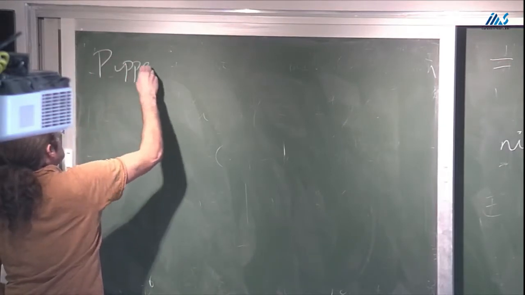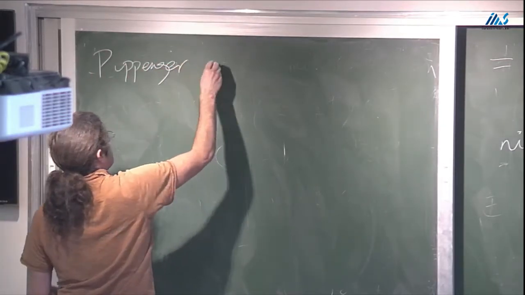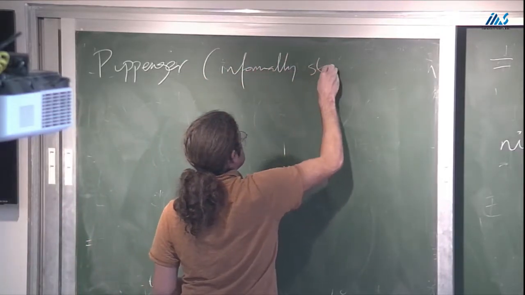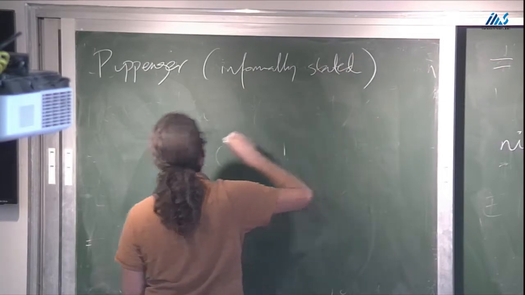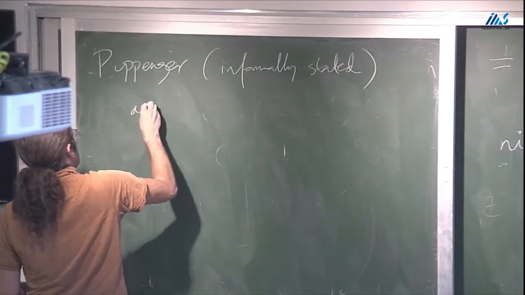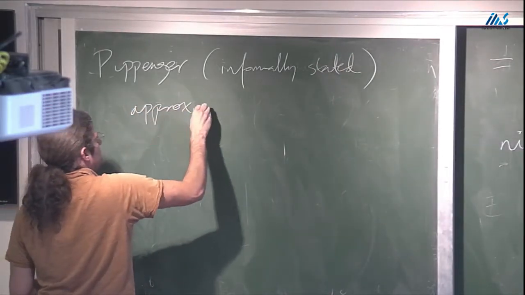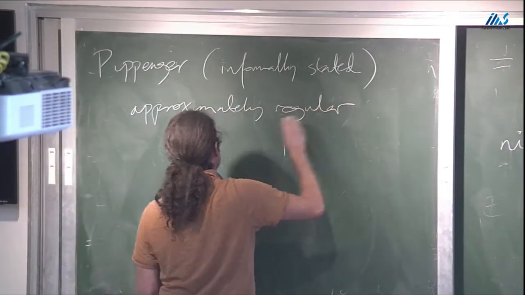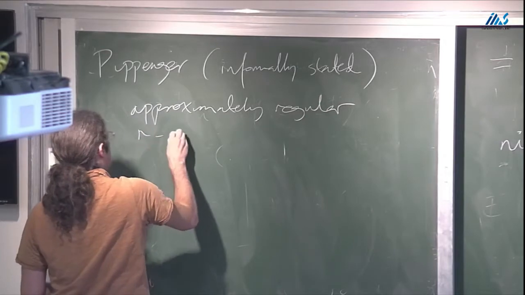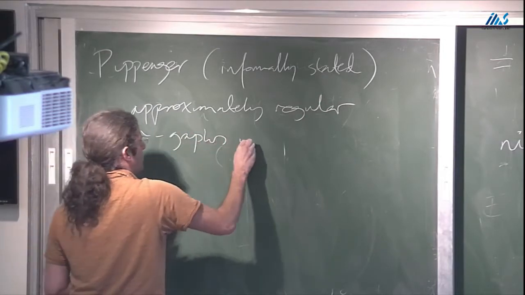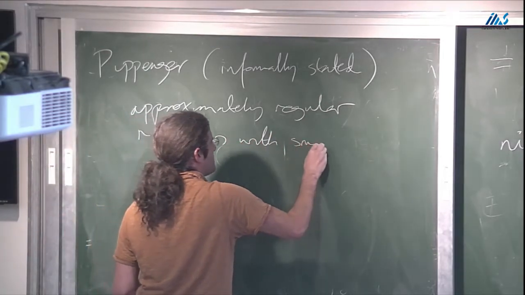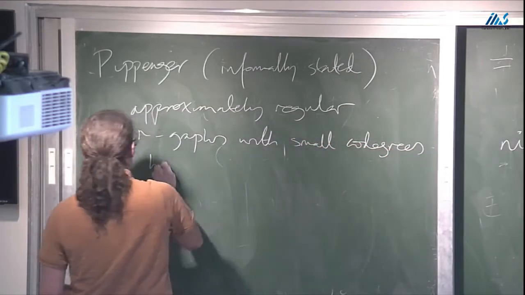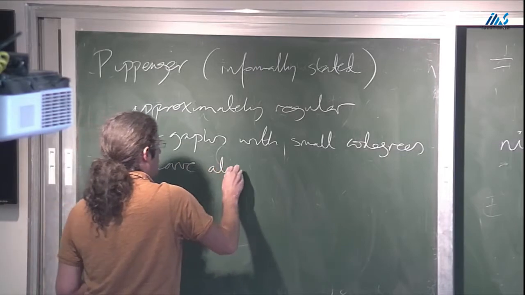Pippenger, informally stated: approximately regular r-graphs with small codegrees have almost perfect matchings.